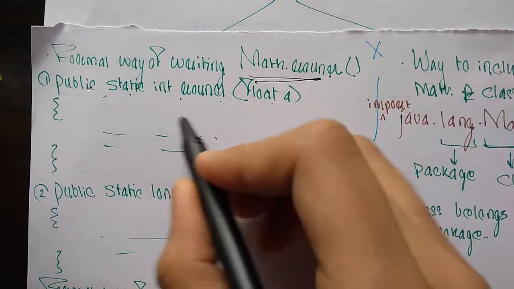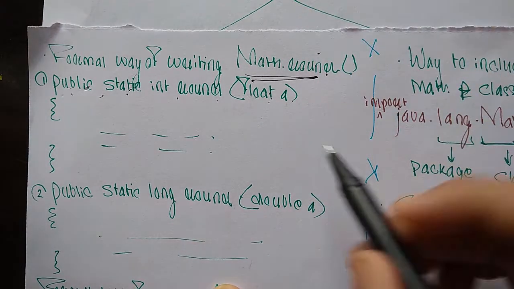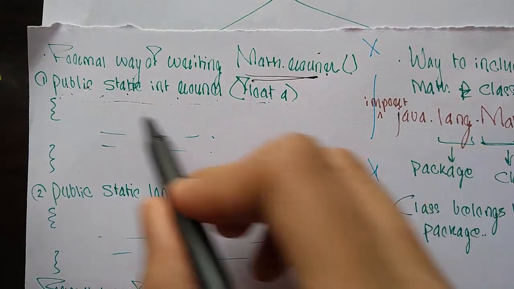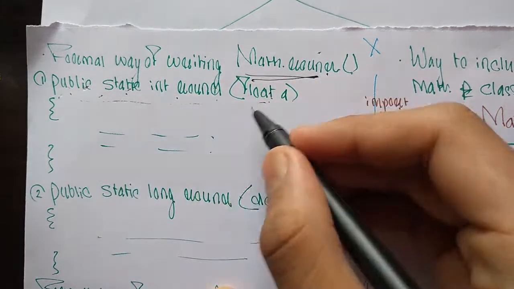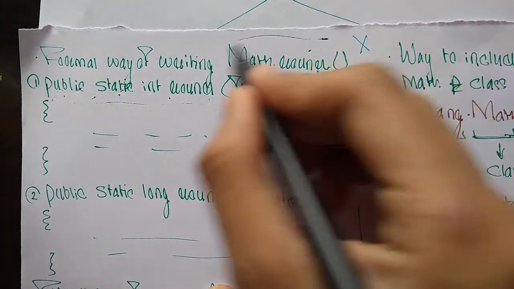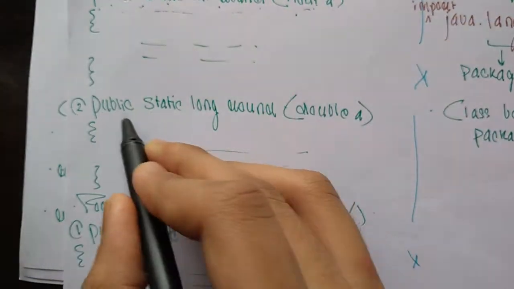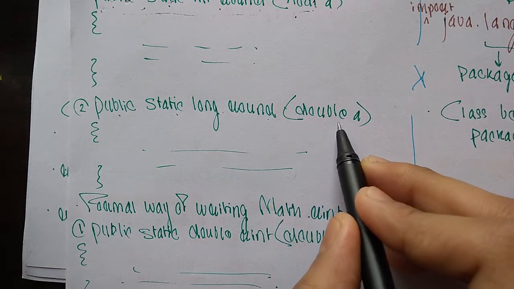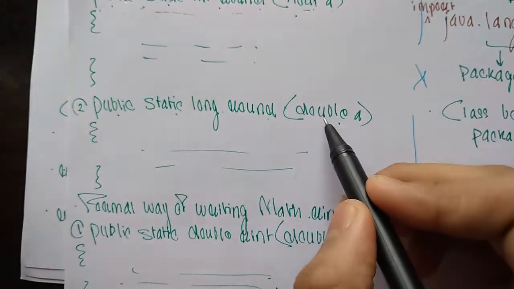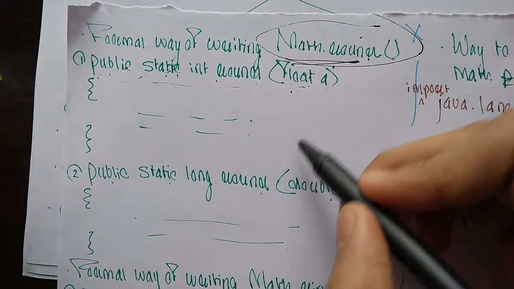So math.round is actually this method, but we just write it as math.round because writing this method is so long, so complex. Who would want to write so much, right? So we simply write math.round. Another way of writing math.round is public static long round double a, right? What's the difference between these two?